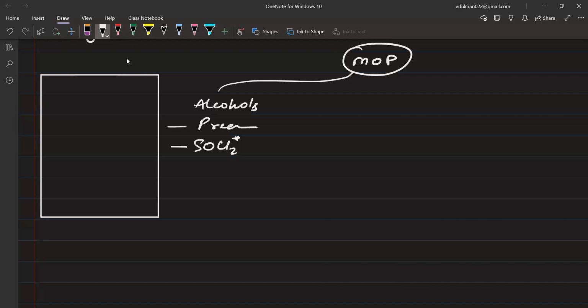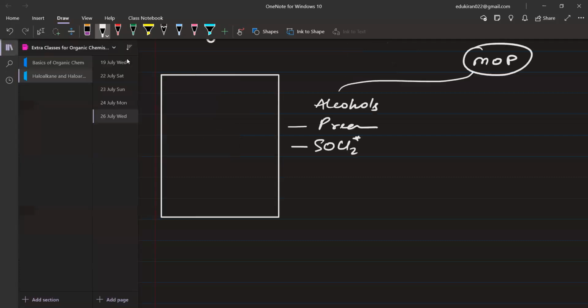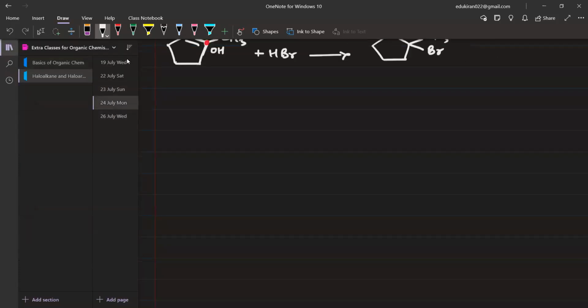Whenever you have all of these things at hand, you have to make links. Everything is related, so you have to make links. What was the why question? Why is this a preferred method of preparation for haloalkanes? The reason is the byproducts are escapable gases, and we don't have to purify the haloalkane that we get. So you will put up a star here. Then see, this is present in your notes itself.